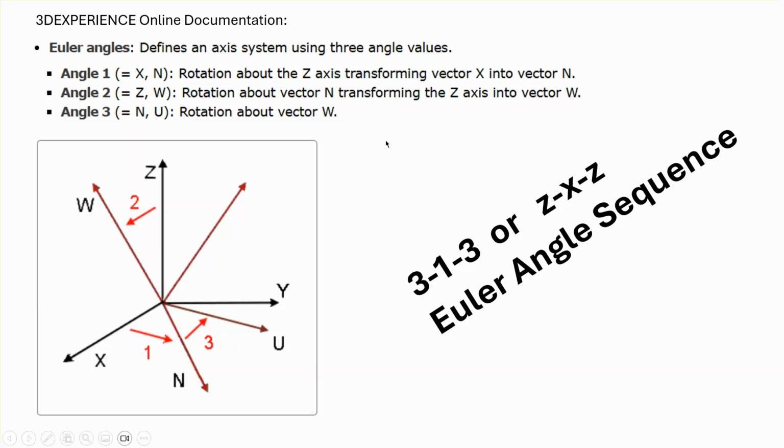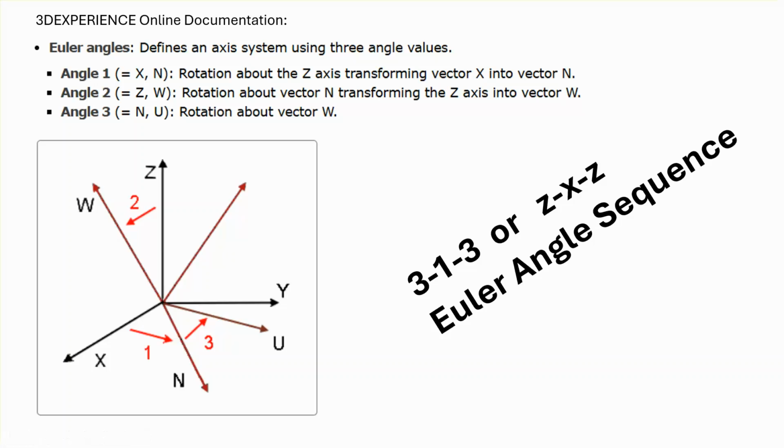Now, here's the documentation, the help manual. It's not very helpful. So what does this mean? Look at what it means. So ZXZ. What this diagram means is that for the first angle, you rotate about the z-axis. When you rotate about the z-axis, this x is going to move to that new location. So your first rotation is about the z-axis, and this x-axis in the old plane xy is going to move to this new location.